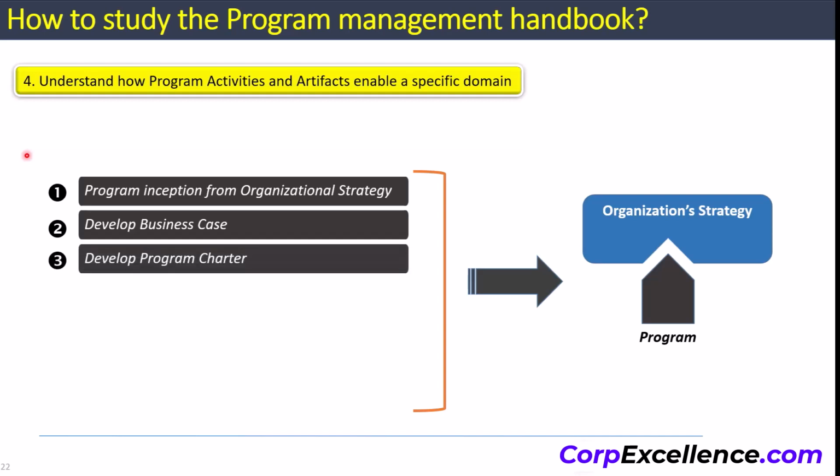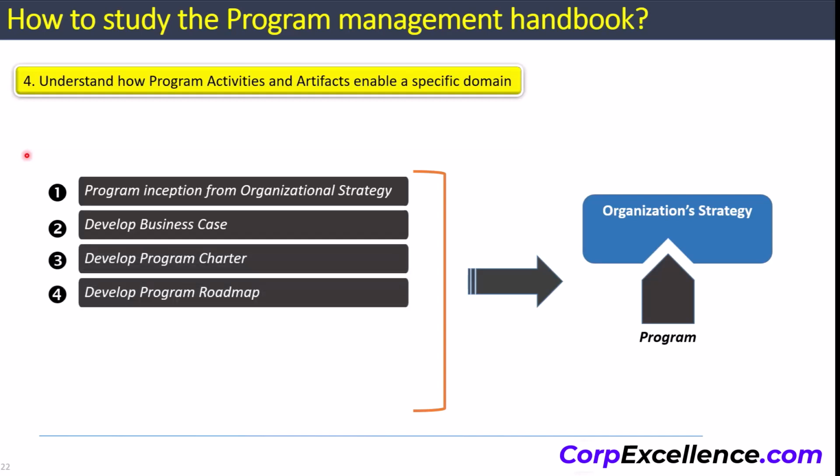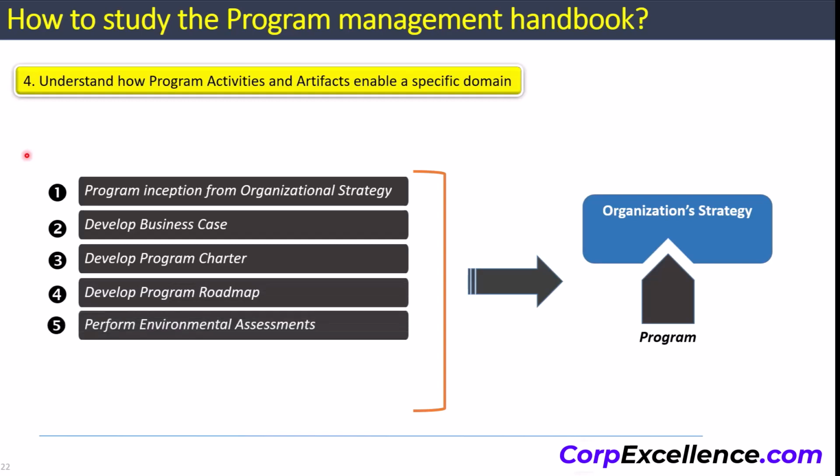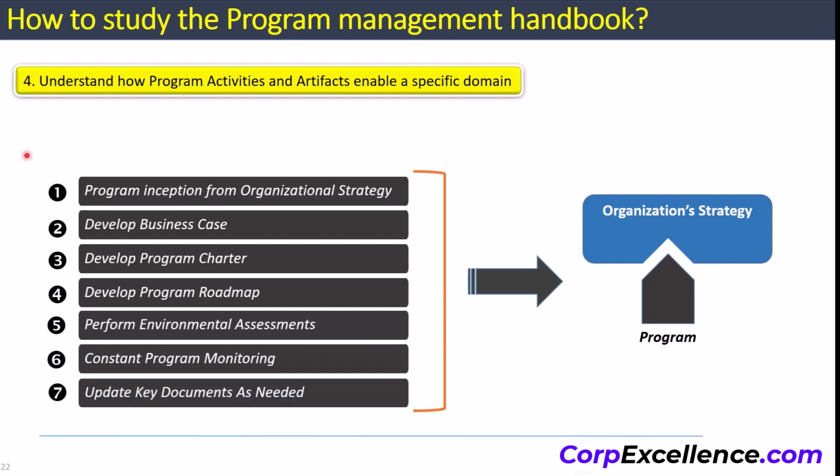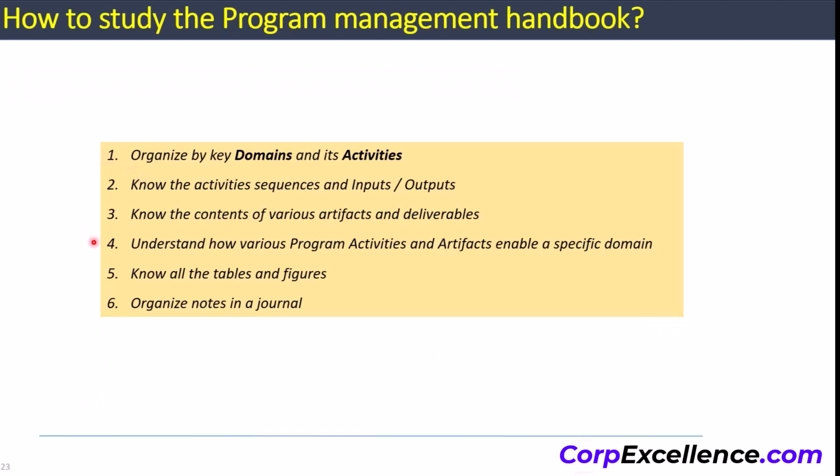So in this example, we see how these different activities support the organization strategy in the program strategy alignment program domain. So we can see that developing the business case, developing the program charter, the roadmap, and so on, they all help the program in aligning to the organization strategy. And this is covered as part of the program strategy alignment domain. So by now we have covered these 4 tips.